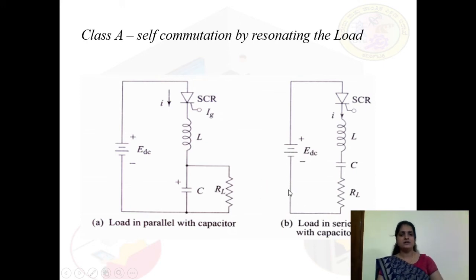Similarly, in another circuit the load is in series with the capacitor. In the first circuit it is in parallel with the capacitor, and here it is in series with the capacitor. Apart from that, in the same circuit where the SCR is connected, this is the technique of forced commutation, that is, by using some external circuit, we are forcing the SCR to turn off.